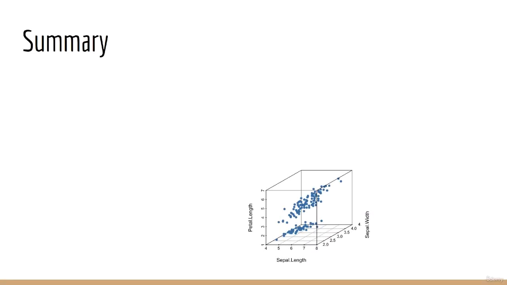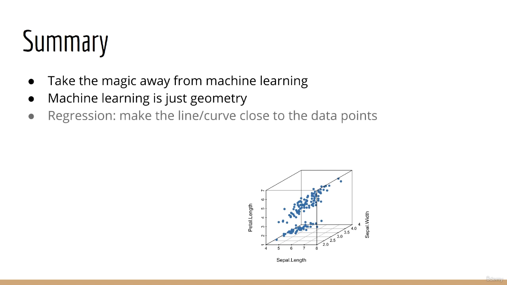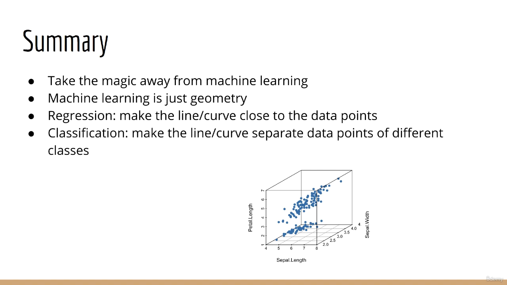To summarize this lecture, the goal was to take the magic away from machine learning. You learned a very important lesson, which is that machine learning isn't magic. In fact, it's just geometry. We learned about the two different kinds of geometry problems that supervised learning can solve. The first kind is regression, where we try to get a line, plane, hyperplane, or curve to be as close as possible to the data points from a given dataset. The second kind is classification, where instead of trying to get the curve as close as possible to the data points, we try to separate data points belonging to different categories.